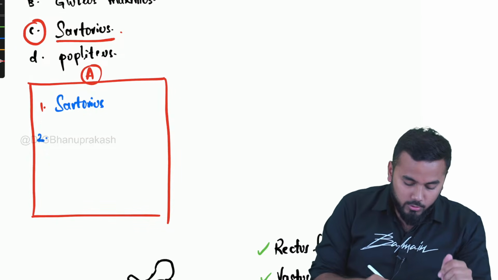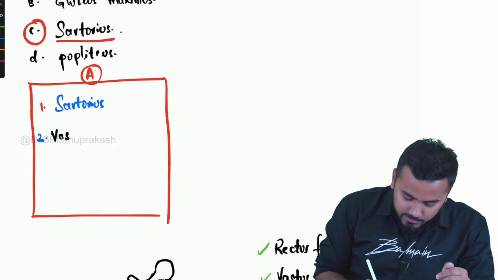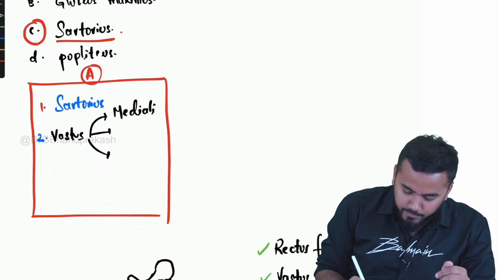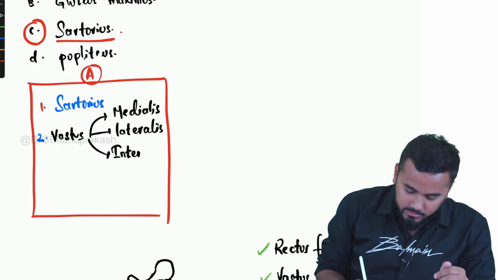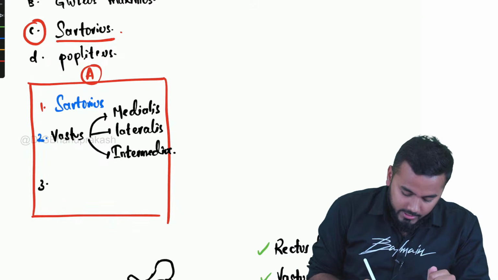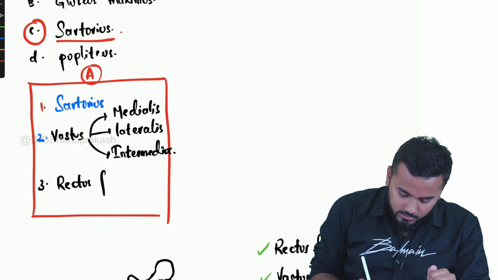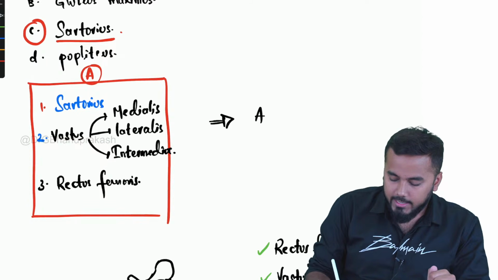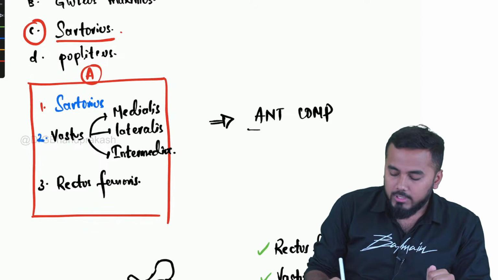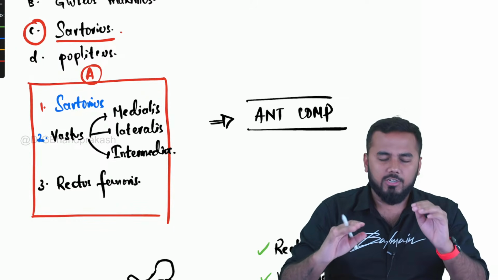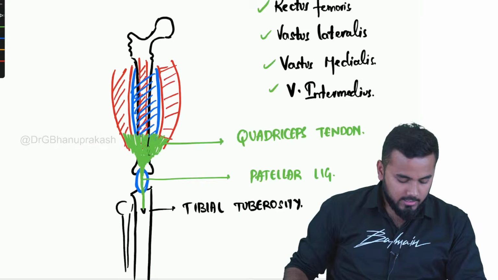So what are they? Sartorius. And we have the three vastus muscles: vastus medialis, vastus lateralis, vastus intermedius. And third important thing, we have also got rectus femoris. So all of these are the muscles of the anterior compartment. You know their action and their nerve innervation, what nerve is supplying, what is the action. Very good, perfect.